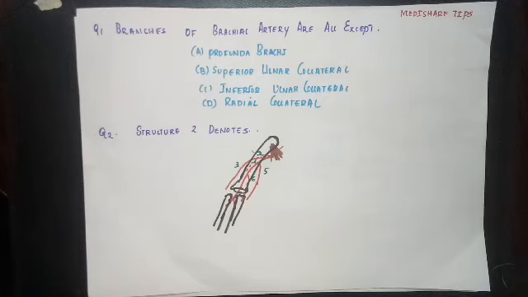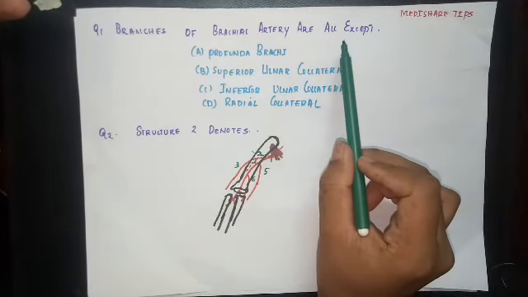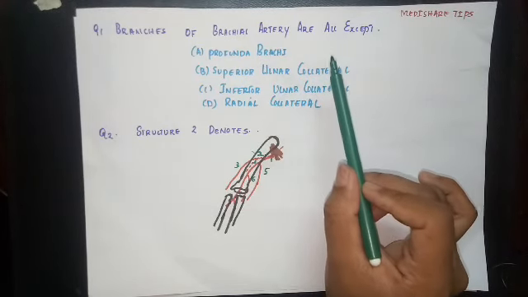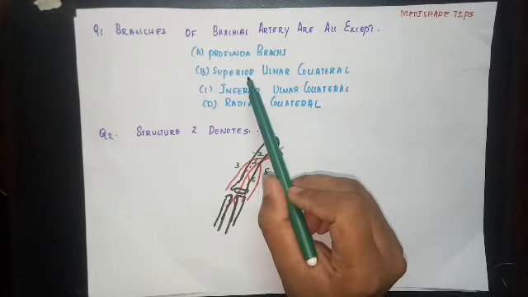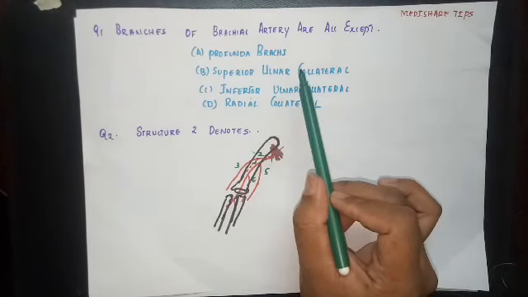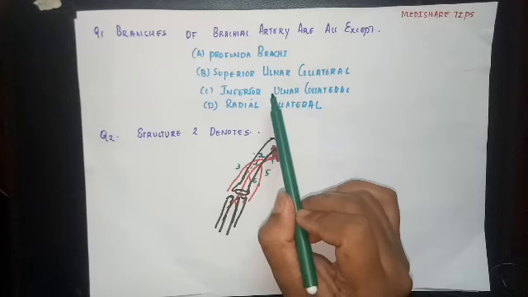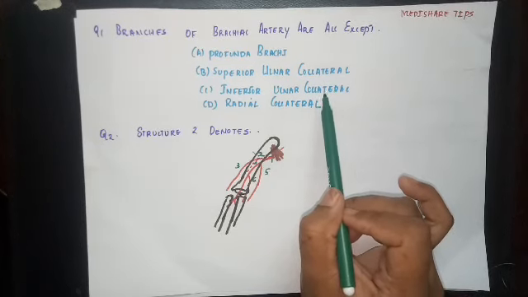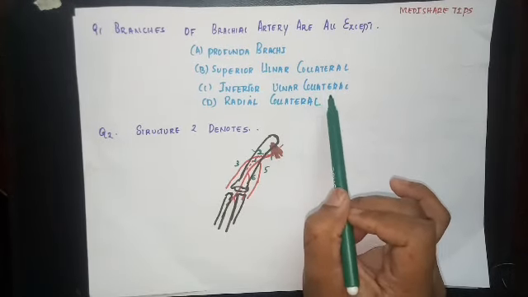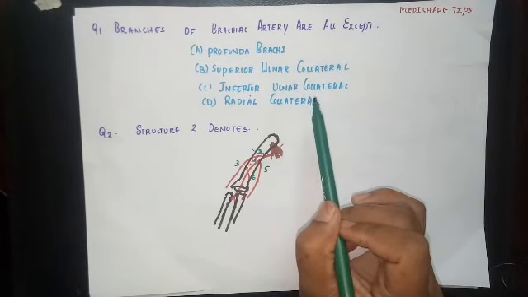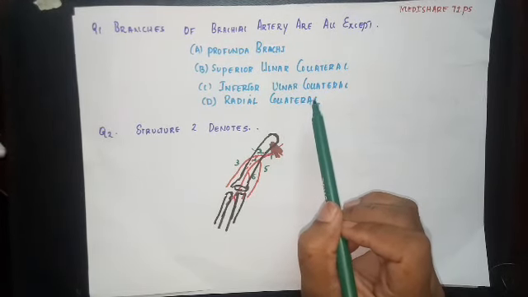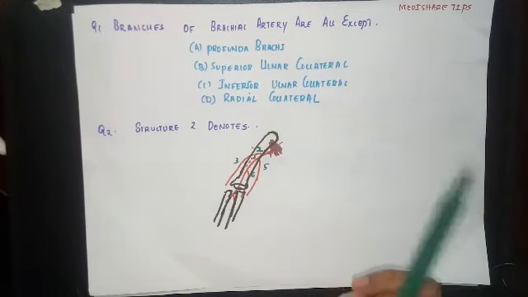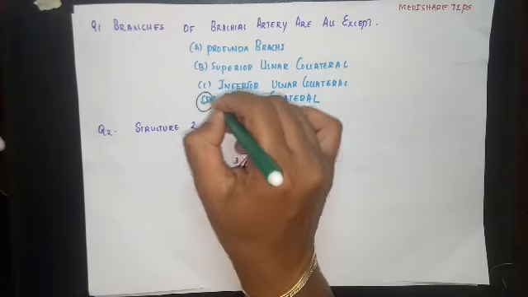So the first question is, branches of brachial artery are all except profunda brachial artery. Option A, that is definitely a branch of brachial artery, that is the first branch. Option B, superior ulnar collateral, is again a branch of brachial artery. Option C, inferior ulnar collateral, is also a branch of brachial artery. And option D is radial collateral. We have discussed that radial collateral is a branch of profunda brachial artery, which is a branch of brachial artery. But this is not a direct branch of brachial artery. So the answer here is radial collateral.